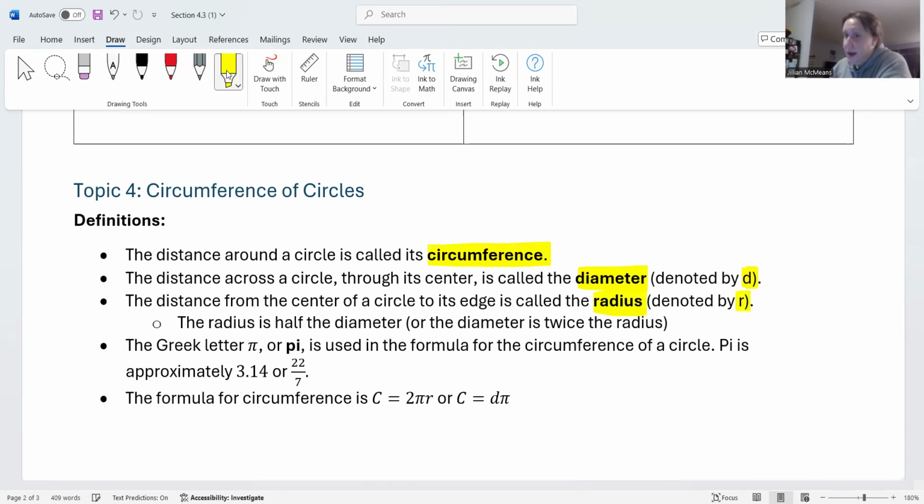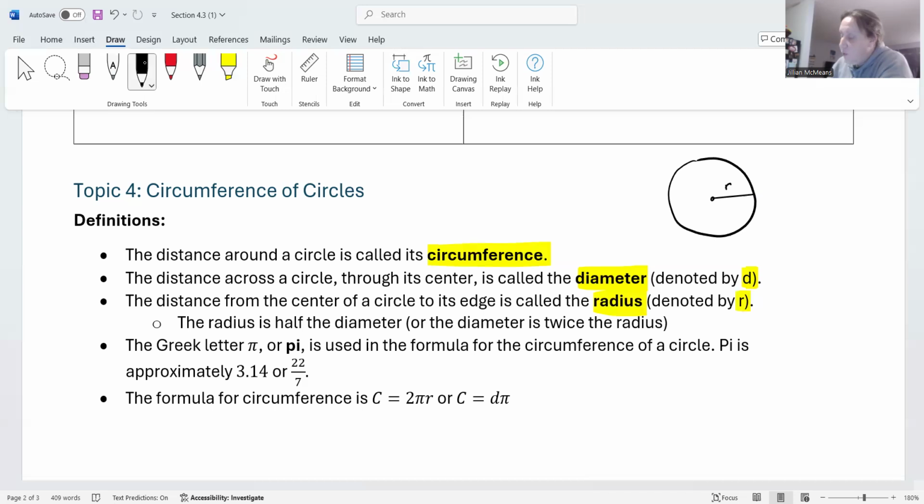And so what I think I need to do at this point is draw you a figure, okay? So when we draw a circle, we are drawing the circumference. That does represent the circumference of the circle, okay? That's the distance around the circle. Now, we have a point in the center, okay? And if we go from that point in the center just to the edge of the circle, that's the radius.